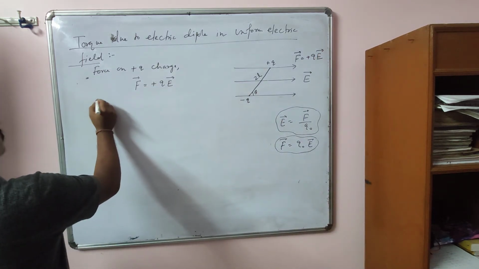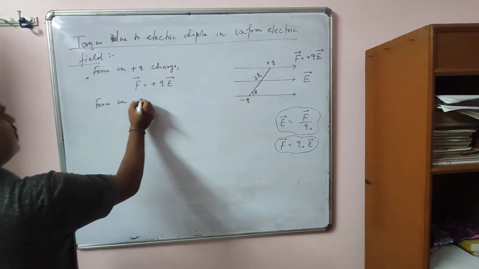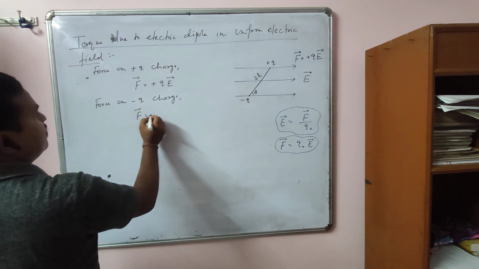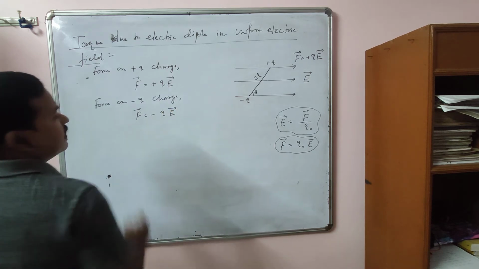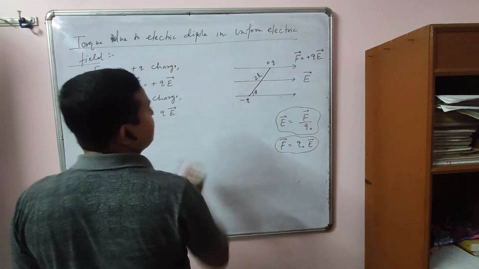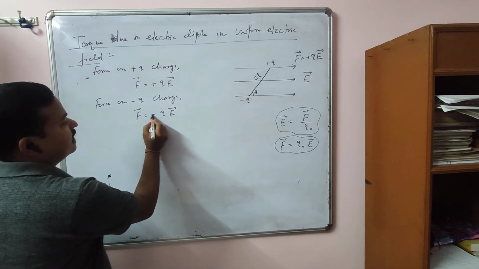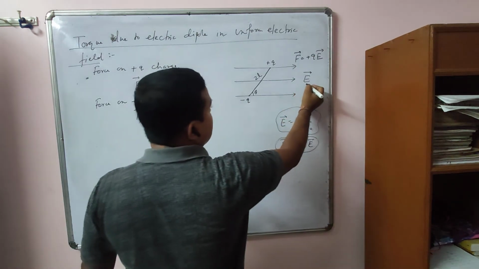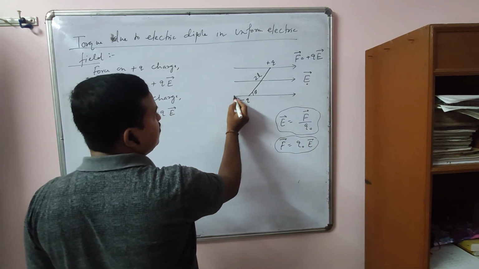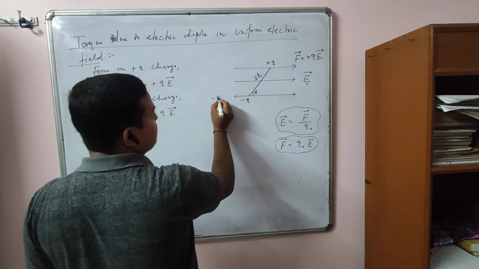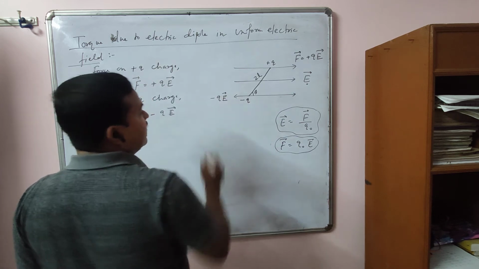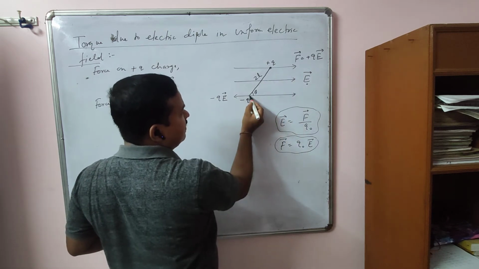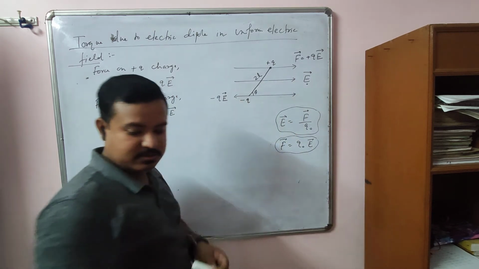Then you find out the force on minus q charge. So F is equal to what? Minus qE. Minus sign, here you see this negative charge, indicates that F is opposite to the electric field. Since the electric field is along this direction, the force on this charge will be opposite to that. So it is minus qE. That means in this dipole, this charge experiences a force along this direction and this one experiences along this direction. They are in opposite directions.